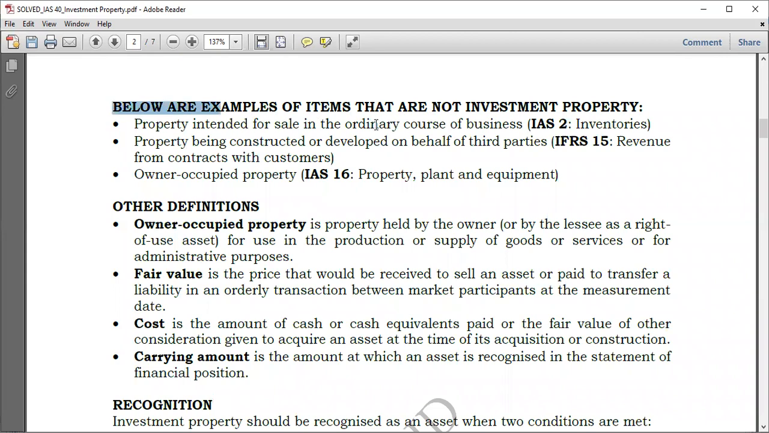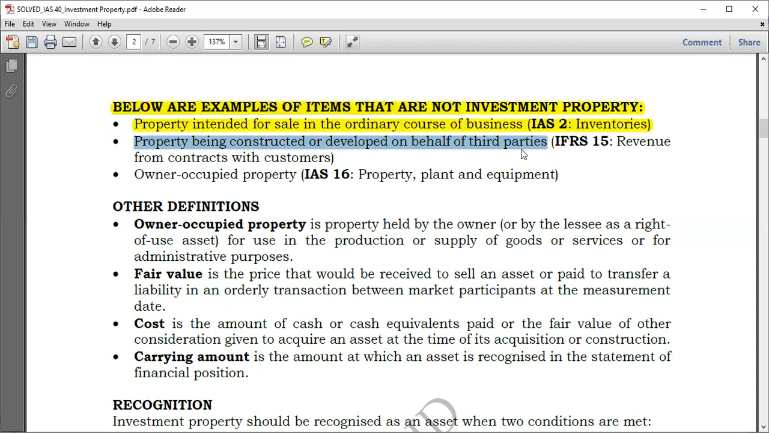Below are examples of items that are not investment property. We are told specifically that these are not investment properties, but we have already seen them in the definitions for most of the parts. Property intended for sale in the ordinary course of business, as I told you, is inventory. Also, property being constructed or developed on behalf of third parties.